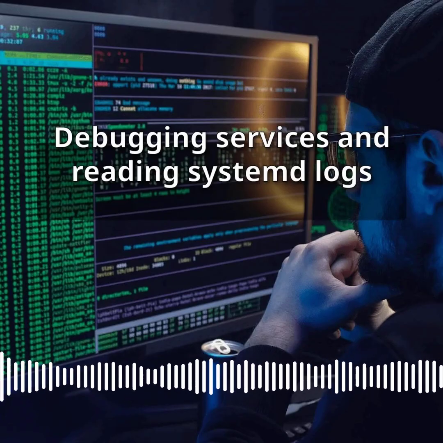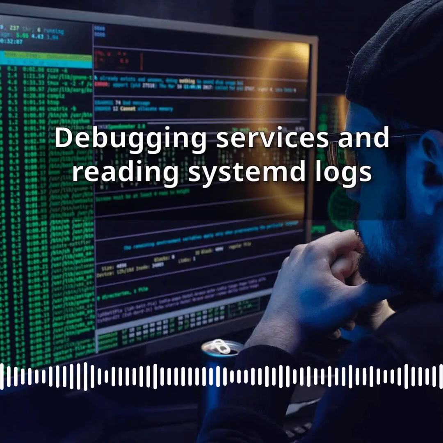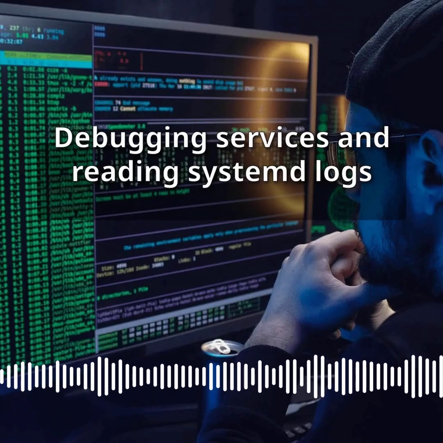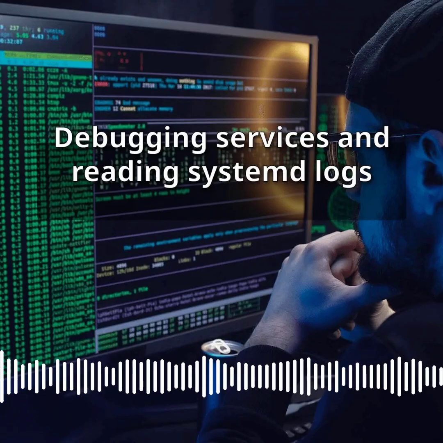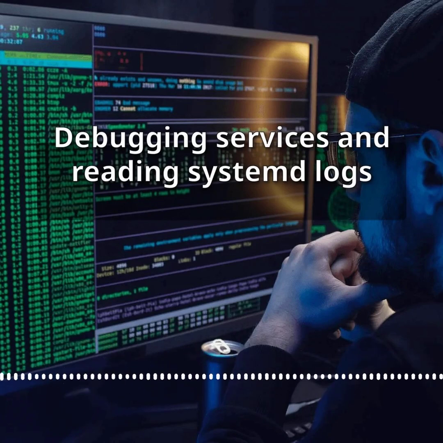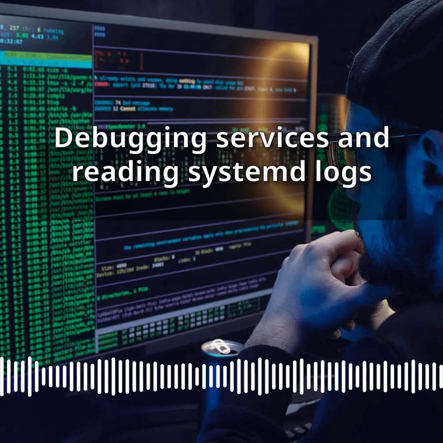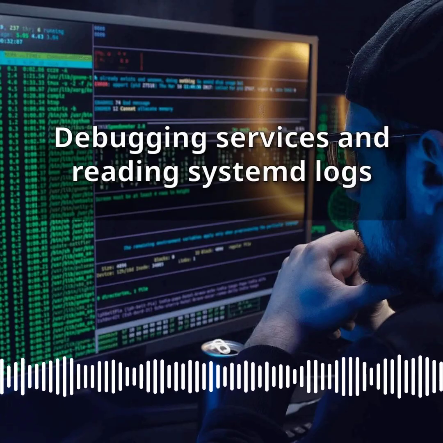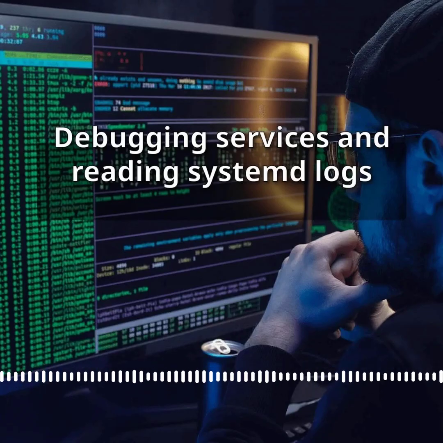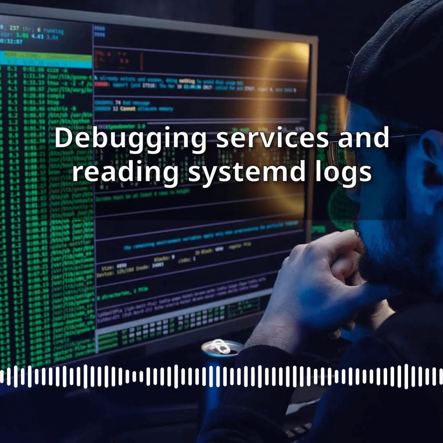Filtering by priority helps you find serious problems quickly. The journal uses the same severity levels as the historical syslog standard, numbered from 0 to 7. 0 emergency. 1 alert. 2 critical. 3 error. 4 warning. 5 notice. 6 informational. 7 debug. The command journalctl -p err shows only messages at the error level and more severe, that is, priorities 0 through 3. This is a fast way to isolate failures without reading every informational line. You can also write journalctl -p 3.